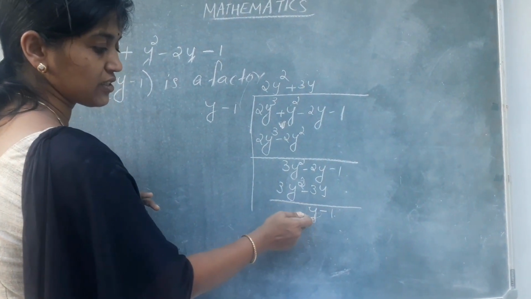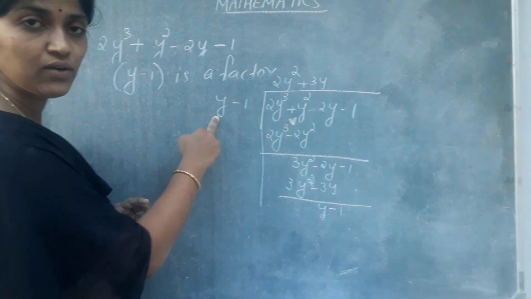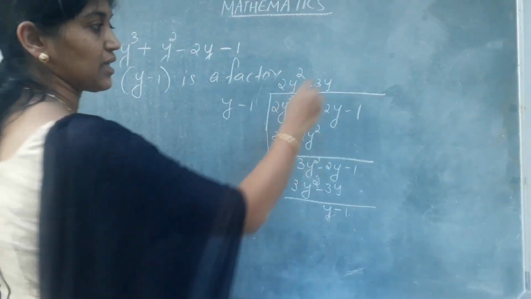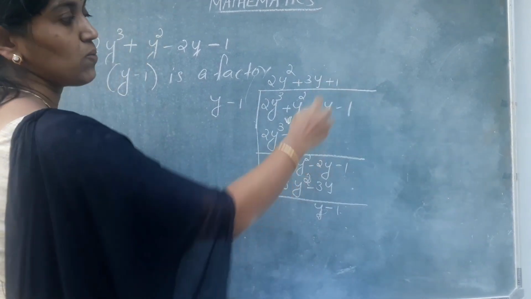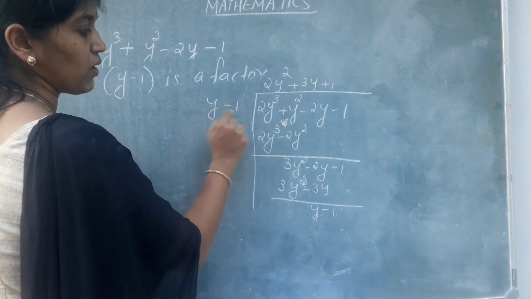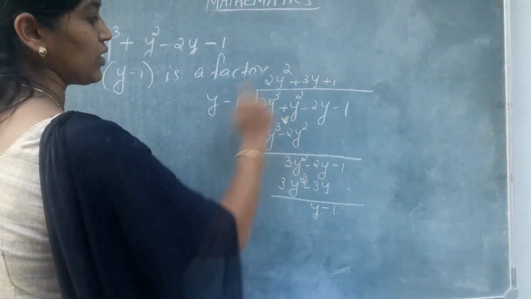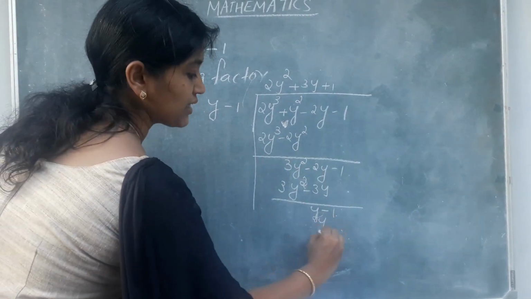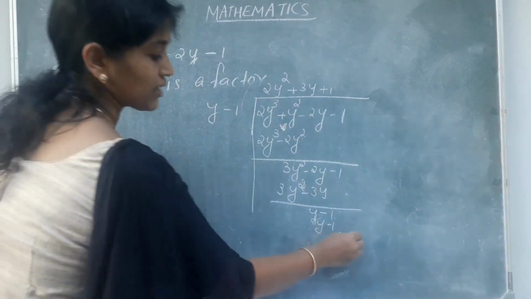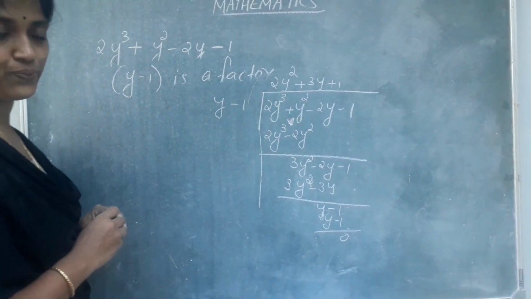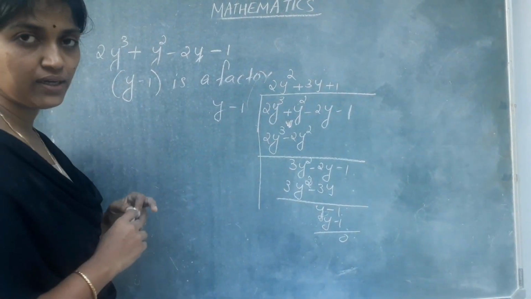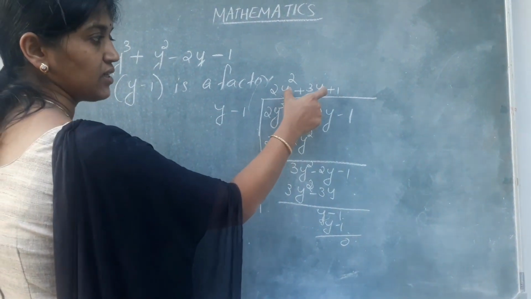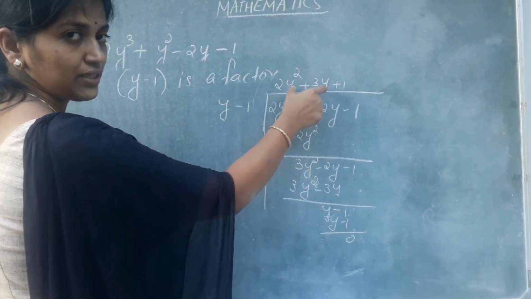For that, take the first term, divide by the first term here, y by y, that is 1. That is the next term of the quotient. Now multiply with this term all the terms of the divisor, 1 into y minus 1, we get y minus 1 itself. When you subtract, you get answer as 0. So that is the division part. We are dividing to get this factor, that is the quadratic factor.